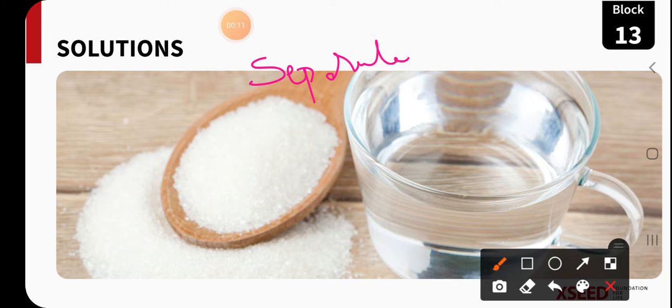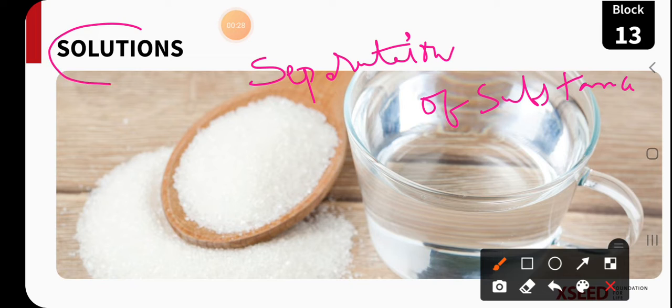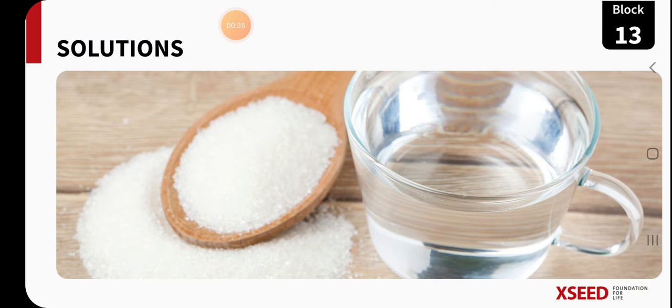Why do we need to separate substances, and how do we separate them? We are going to learn this in block 13, separation of substances. As a part of this chapter, at first we are going to learn what solutions are and how to make solutions. So let us start our class.